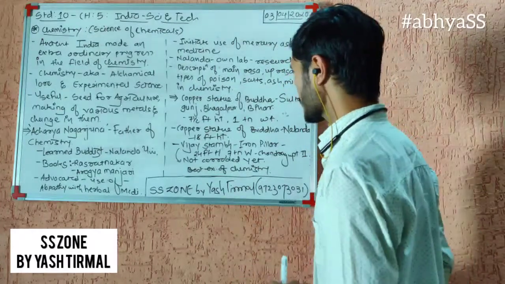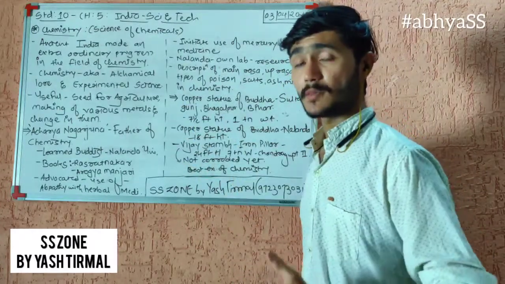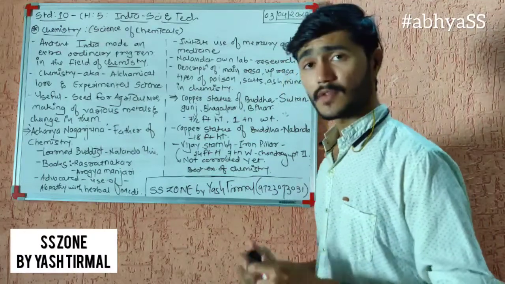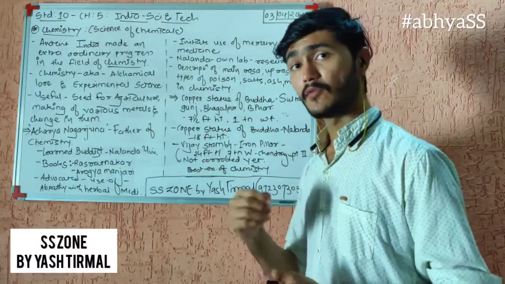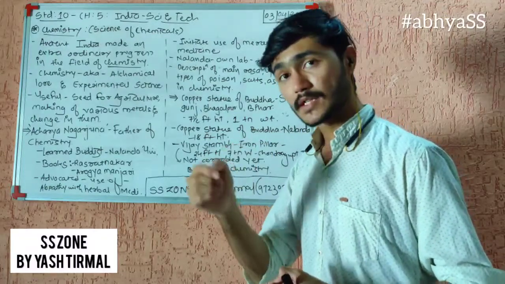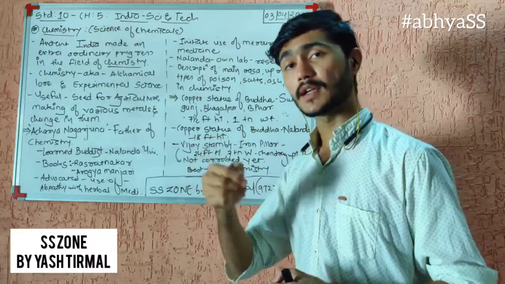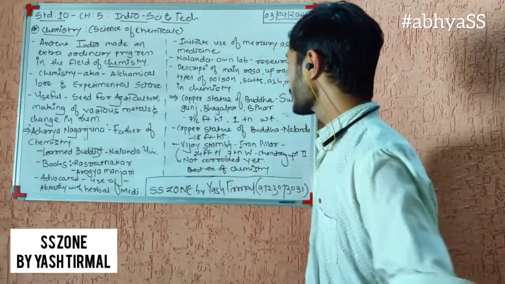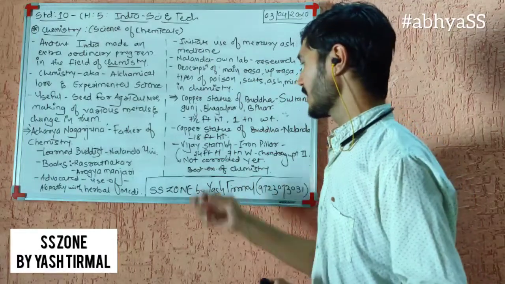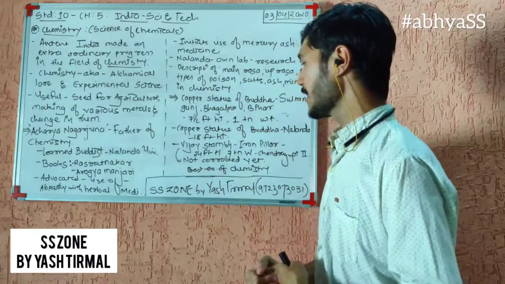Second is the copper statue. The word copper is very important because copper is one of the metals. Okay, and one can make a change in the structure of copper by using various kinds of chemicals. Then the copper statue of the Buddha at Nalanda also has 18 feet of height.